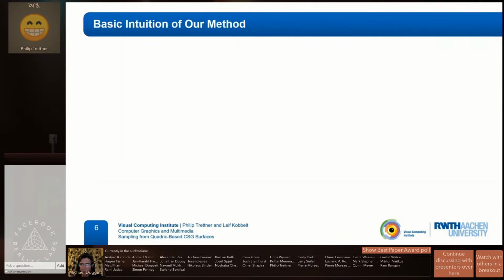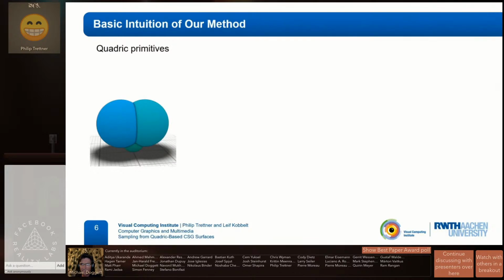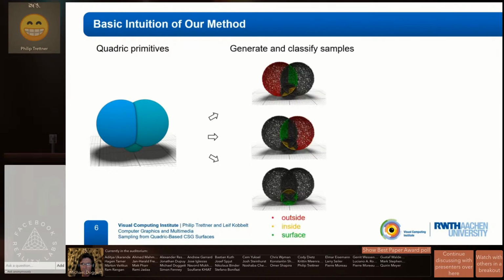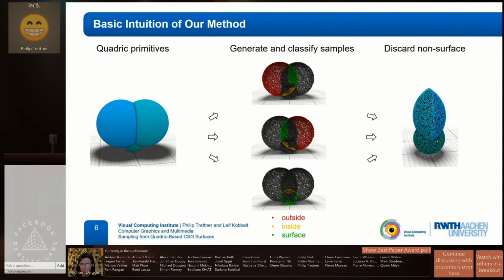Okay, let us continue with a basic, high-level intuition of our method, and then we will see how we make that more efficient. From this previous example, we have an arrangement of quadric primitives. And now our method takes each of these primitives and generates samples on them. Each sample can then be classified using the CSG graph, and the resulting classes are samples that are either outside, inside, or on the CSG surface. And then finally we discard the non-surface parts, and that is a sampling of the CSG object.